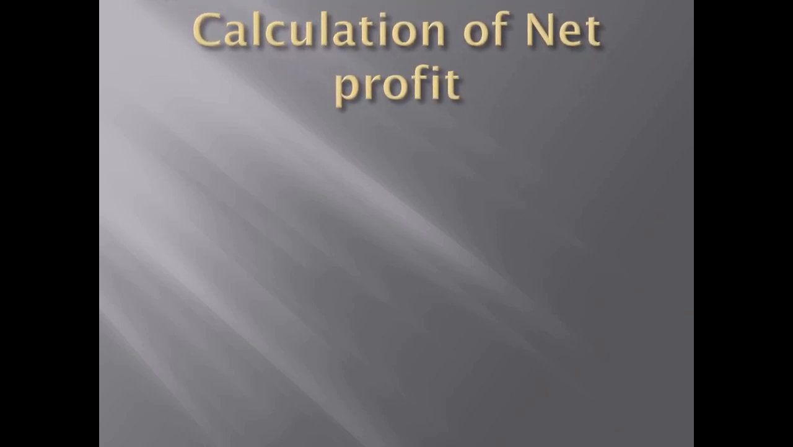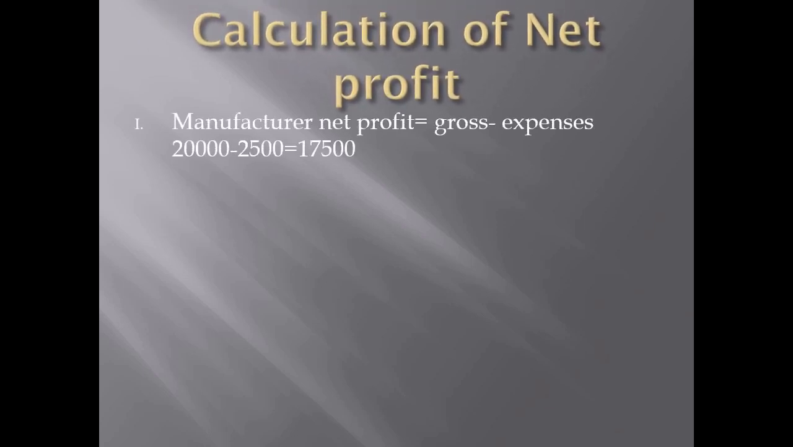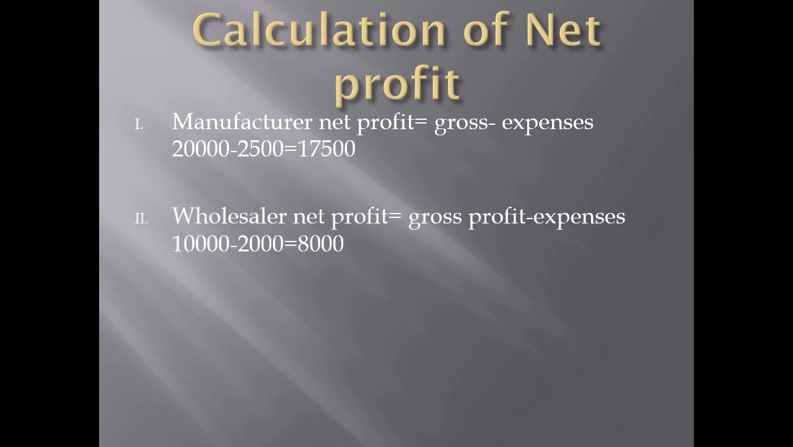Net profit. We're going to look at the calculation of net profit now. In calculation of net profit, we're going to start with the manufacturer again. Manufacturer's net profit is equal to gross profit less expenses. Remember, the gross profit is 20,000 naira, and then expenses was 2,500 naira. So when we say 20,000 naira less 2,500, we're going to realize 17,500 naira, and that is the net profit of the manufacturer.